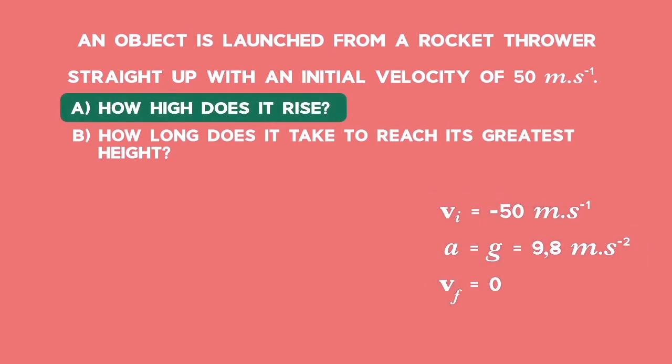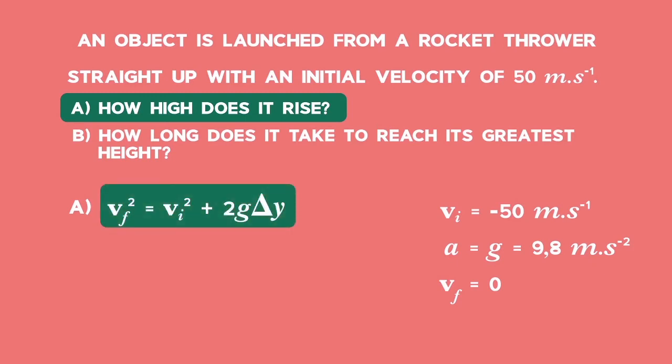In part A, we are looking for the vertical height. Here we need to choose an equation of motion without time in it. So final velocity squared is equal to initial velocity squared plus 2 times gravity times the change in vertical position.